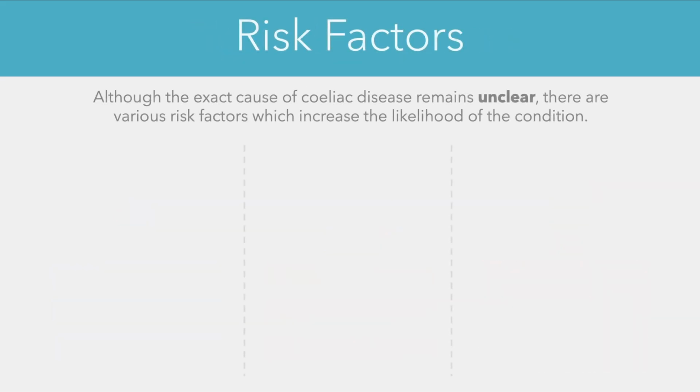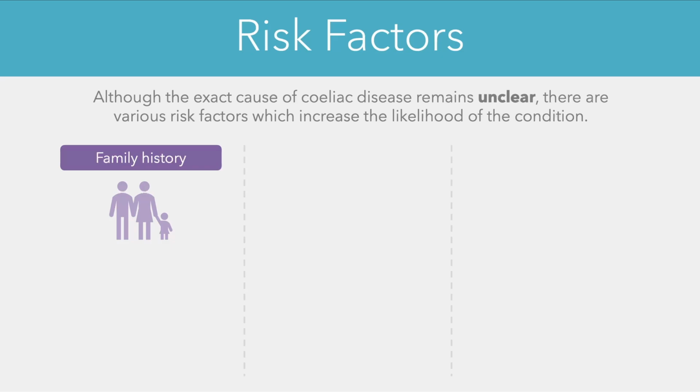In terms of the cause of celiac disease, the exact primary driver is still unclear, but there are some risk factors which can increase the likelihood of the condition. For instance, if there's a strong family history where at least one first-degree relative is affected, it can increase the probability of the condition to up to 10%.